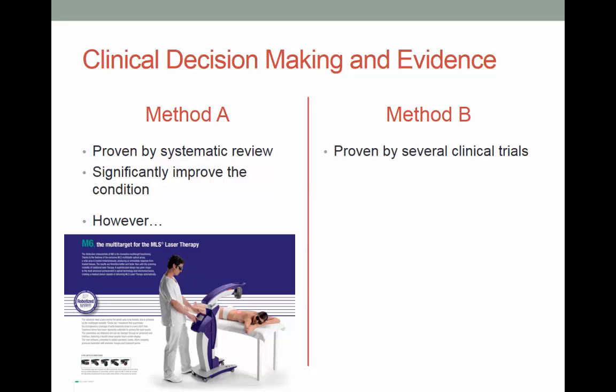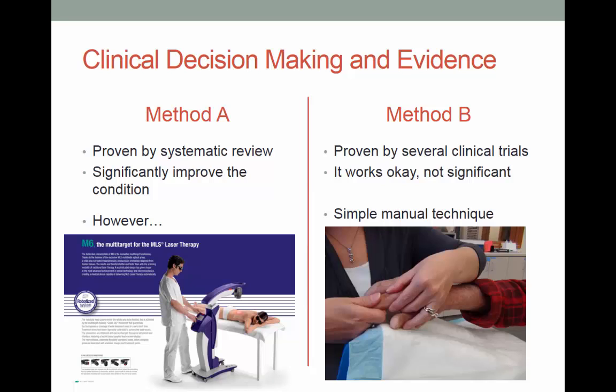Method B is proven by several clinical trials. It works okay, but is not demonstrated as significant of results. But it has a simple manual technique associated with it. So how do you decide? If you have unlimited funds or access to the equipment in Method A, then that is what we should use.